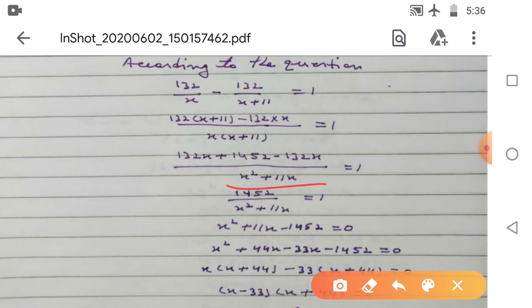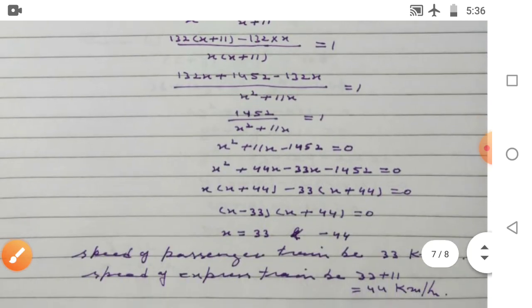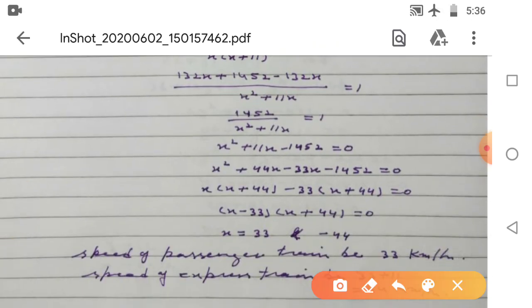So, 132x plus 132 into 11 is 1452, minus 132x as it is. This is gone with this, and finally, the quadratic equation in front of you is x square plus 11x minus 1452 is equal to 0.